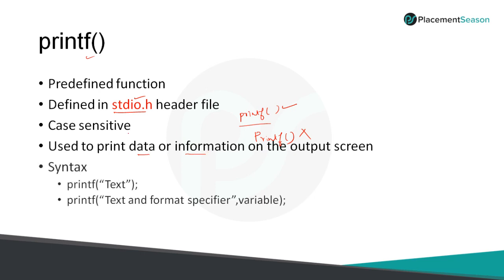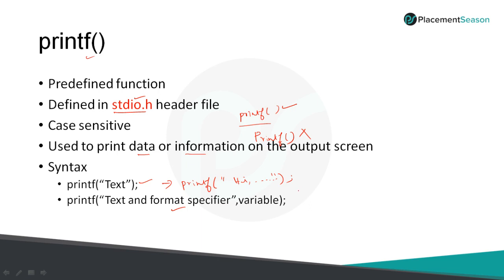So there are two syntaxes for this printf. One is printf with text, another one is printf with some values. In this case, you can give printf and any text inside this. For example, "Hi, welcome to placement season C programming course." If you give this, it will be printed in the output.